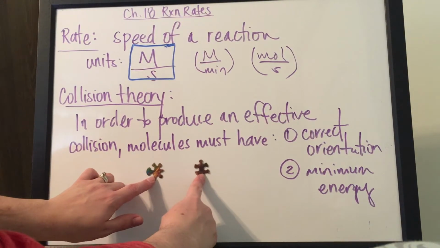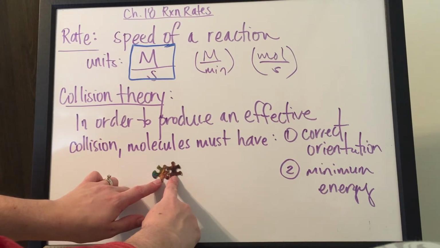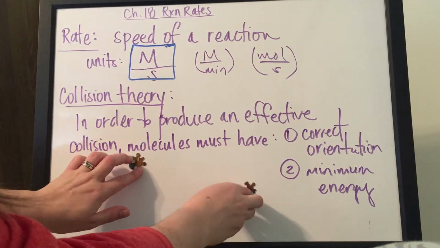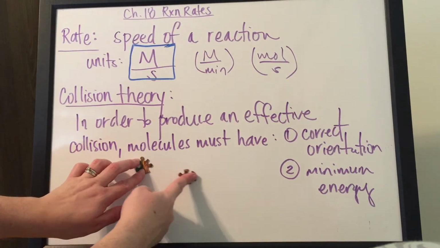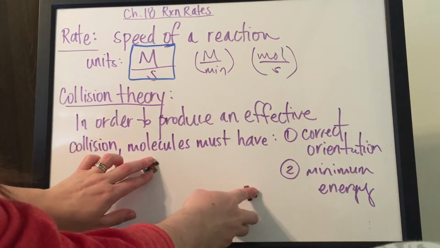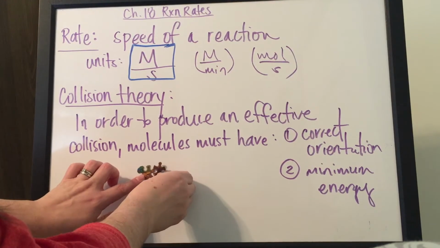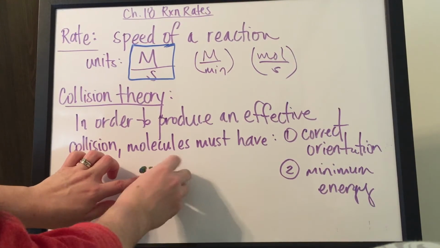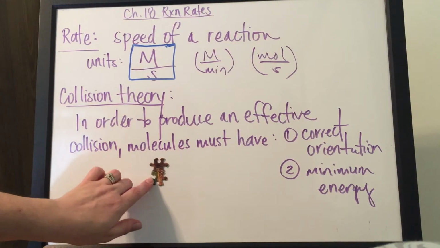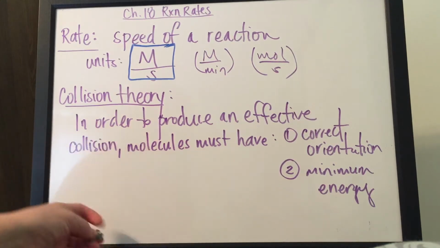So for example, if they come and bump into each other like this, are we going to have an effective collision? The answer is no, because they're not aligned properly. If they come and butt into each other, say like this, are they going to have an effective collision? No. So no reaction. If they come and bump into each other like this, will they have an effective reaction? Yes, because now they fit together just like pieces of a puzzle. So that's what we mean by correct orientation.